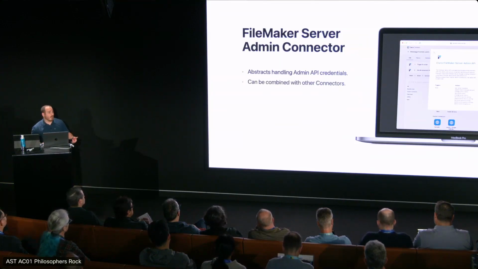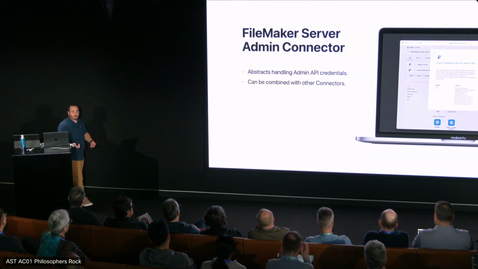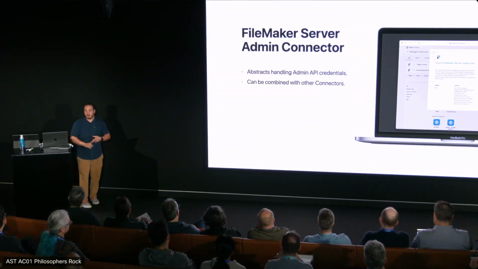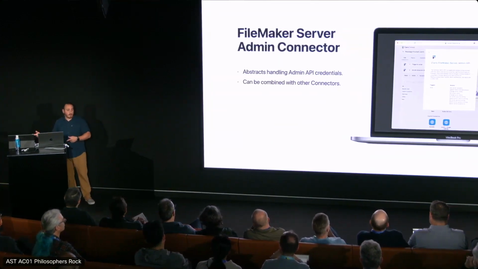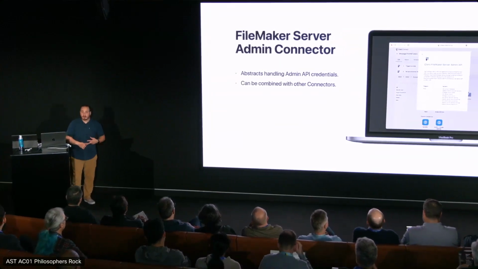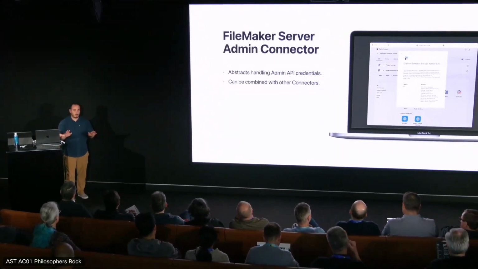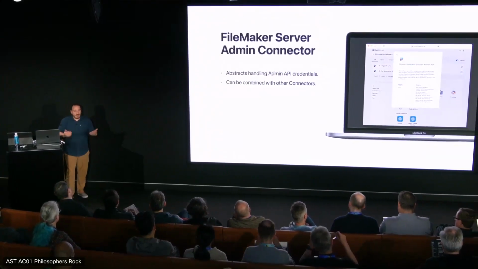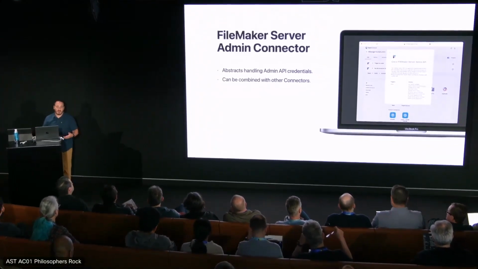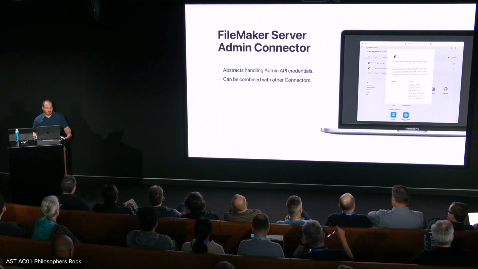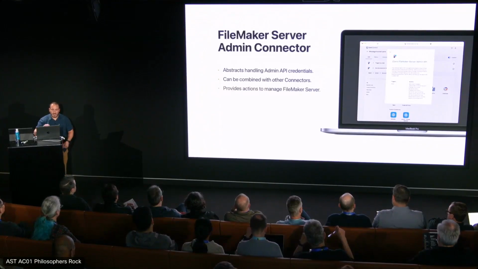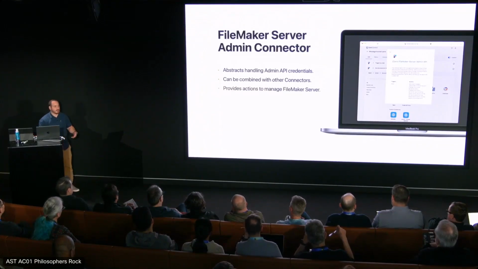It could also be combined with other connectors. In this particular case, I combined it with the repeat step that we saw earlier to loop through when we got all the clients. I used it with the approval utility, which sent an email and held on to the rest of the logic until the email was either approved or rejected. And then I used Slack to notify my team to let them know, hey, something's about to occur. Everybody should get ready. And finally, it provides all the actions to manage your FileMaker server. So it's really quite cool.